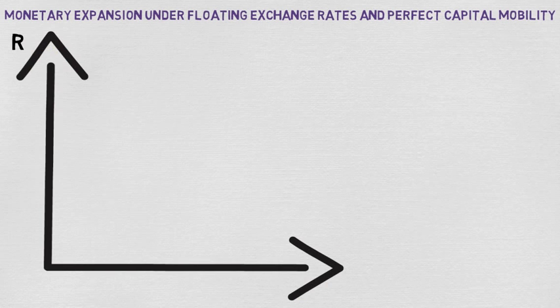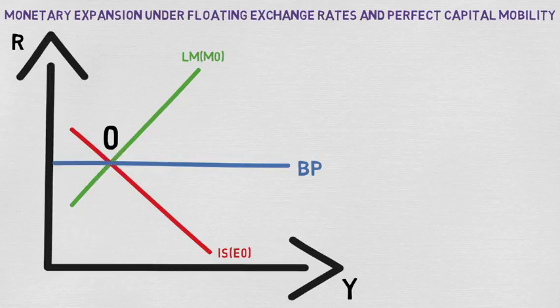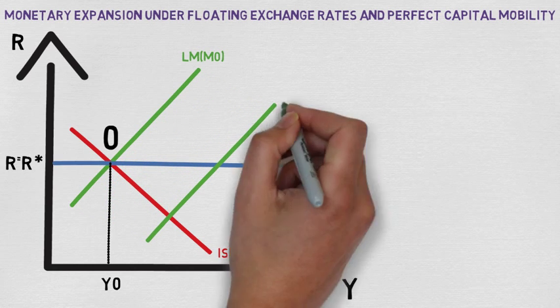Now let's look at the effect of a monetary expansion while still under floating exchange rates, yet now under the assumption of perfect capital mobility. This means that the BP curve is flat, and we start at point 0, where the IS and LM curves are also in equilibrium. A monetary expansion again means that there is an increase in money supply from M0 to M1, so this leads to a shift right in LM from LMM0 to LMM1.